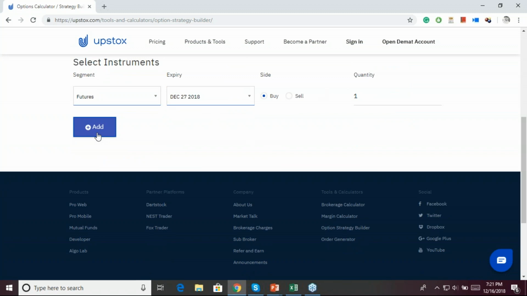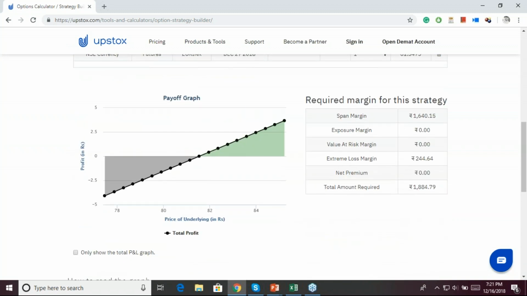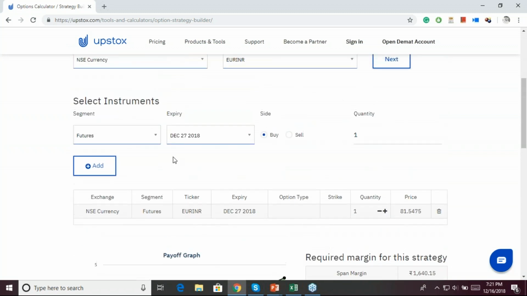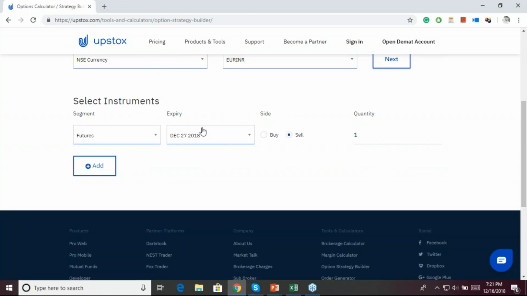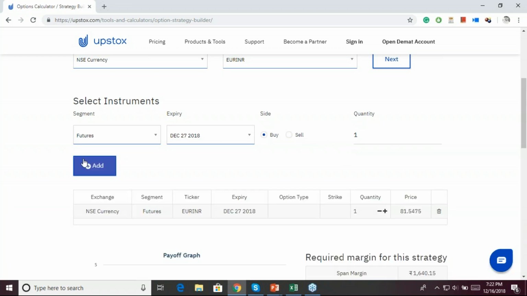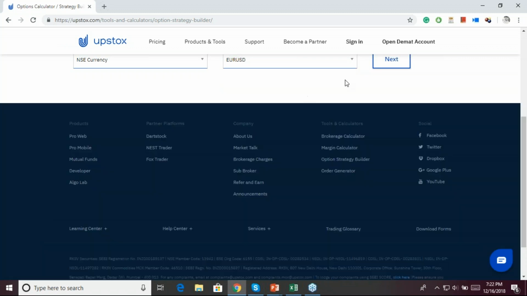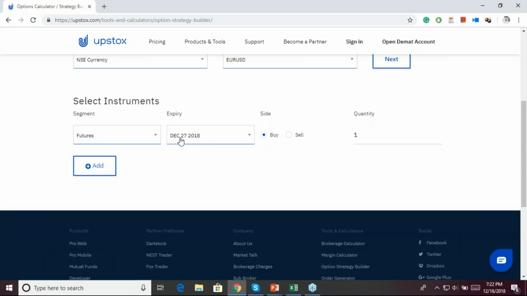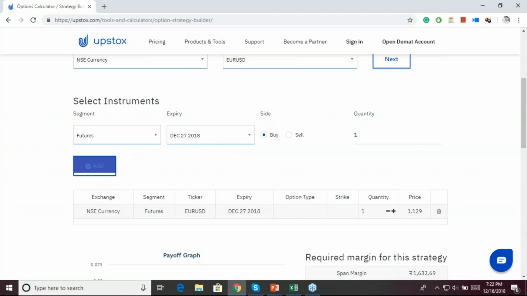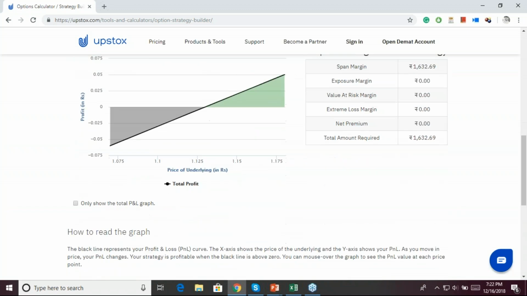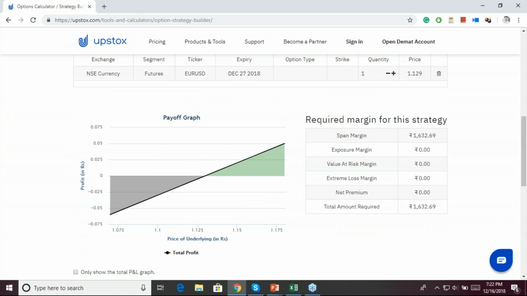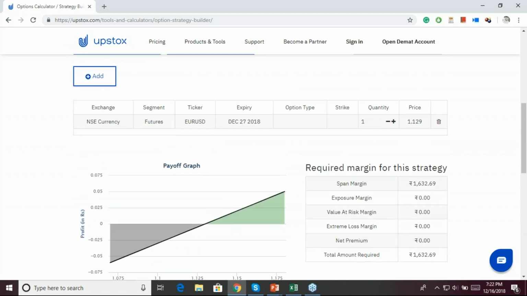I'll buy one lot and add it, and here comes my strategy and the amount required. And if I need to sell it again, I'll sell it and add. Just do one thing, I'll add futures. I need Euro USD. You can see there are currency futures also. I'll add again. See the graph, you can see again there's a profit and loss going on. I'm buying an option, and this is the amount required to trade over it.